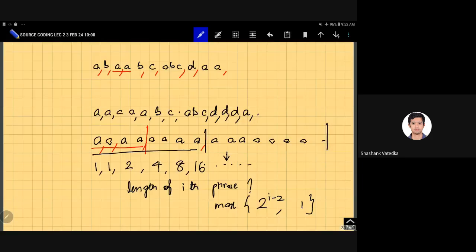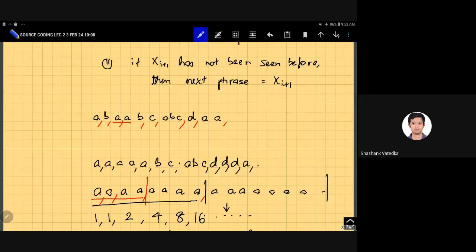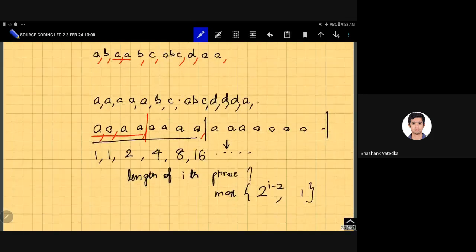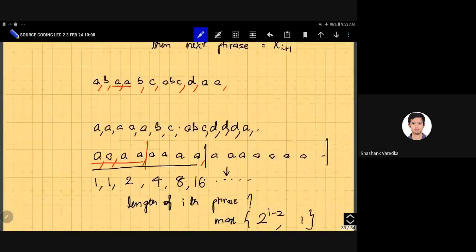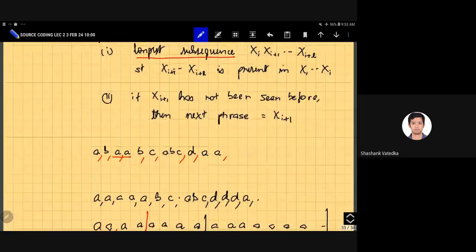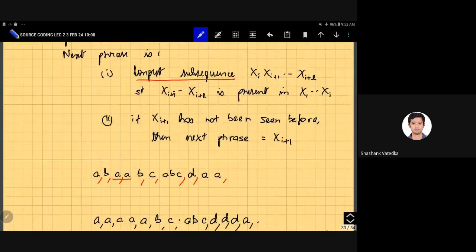Okay, so this is how the Lempel-Ziv algorithm, or the LZ77 algorithm, partitions the sequence into phrases. Now that we have partitioned the sequence into phrases, we need a way to encode each phrase, right? After all, we want to compress the sequence. So how do we encode each phrase?